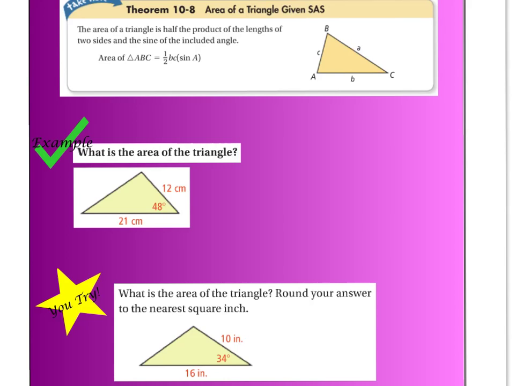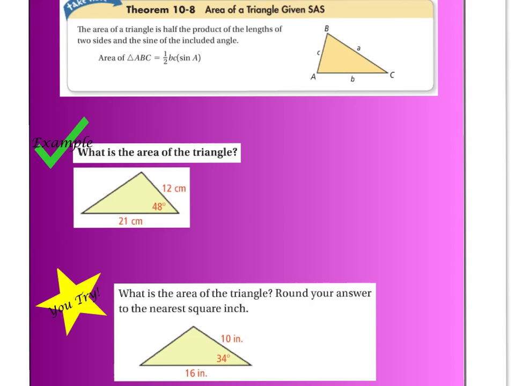It's just this formula that you have to memorize here. If you take 1/2 times your 2 sides and the sine of the angle in the middle, that's going to be another way to find the area of a triangle. So if you do not have the base and the height, you can also find the area of a triangle using this formula here. So let's look at the example.